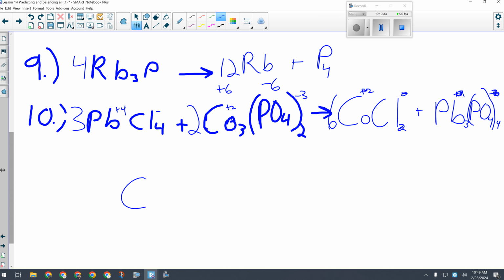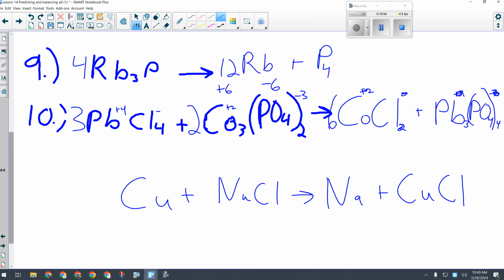One more reaction, but it's got a trick in it that we have to also be aware of. A single replacement reaction like this one. Let's say copper reacts with sodium chloride. It's a single replacement reaction. We know that copper has to replace the metal, which is sodium. So sodium is going to end up by itself, and copper is going to end up with chlorine.